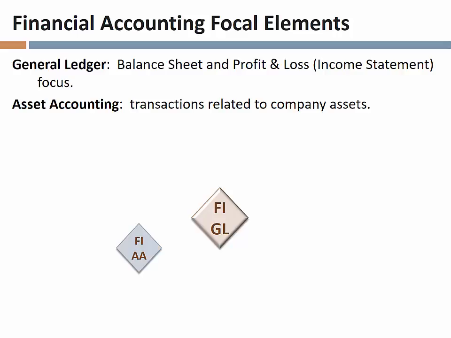FIAA, AA standing for asset accounting. These are transactions related to company assets. There tend to not be a great diversity of transactions. We mainly think of acquiring assets, depreciating assets, and retiring or selling assets. But still, it's a very important part of our overall financial accounting calculations, our asset accounting.